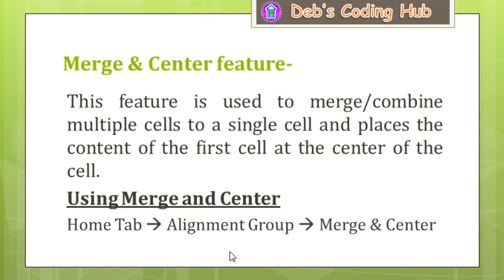In this process, data stored in all other cells in the selection except the first cell of the selection will be removed. So if I merge multiple cells, the data of the first cell of the selection is kept, and it is kept at the center of the cell we combine into one. For using Merge Cells also, we have to go to the Home tab, Alignment group, and then choose the Merge and Center option. So let us see how we can do this.